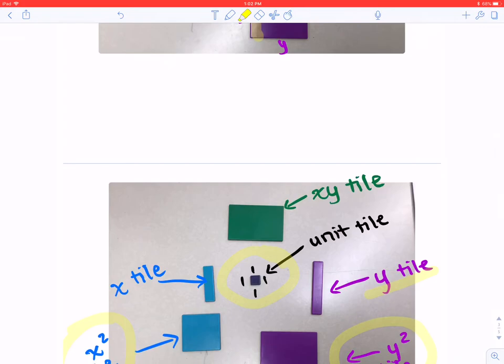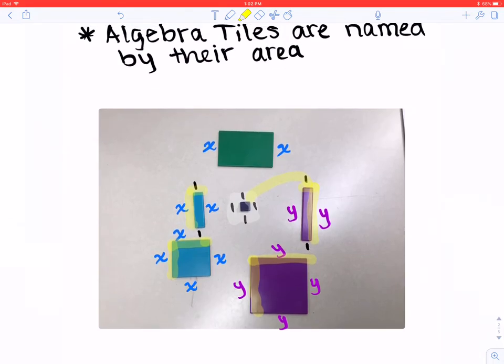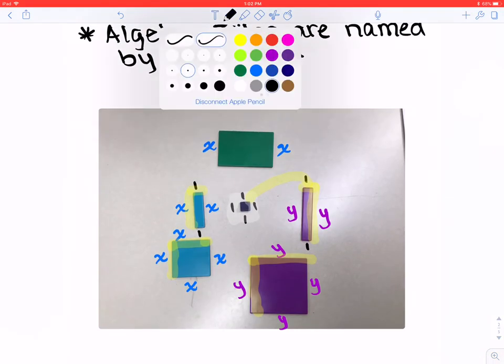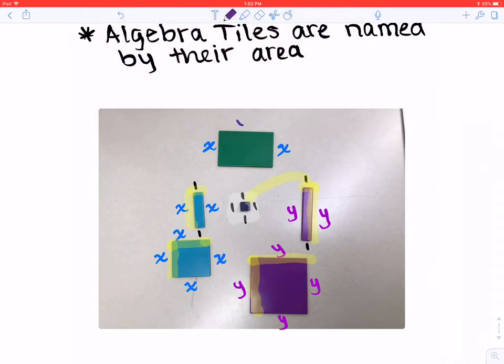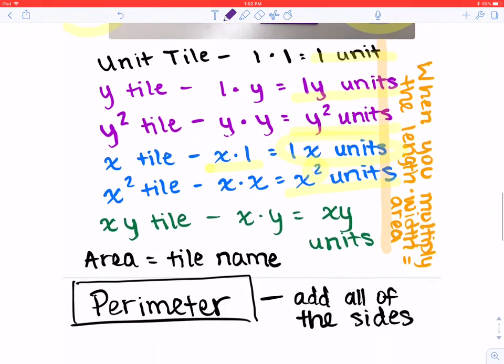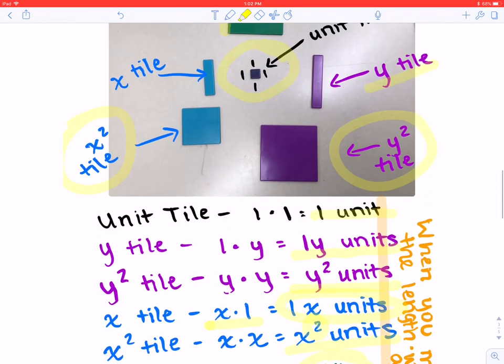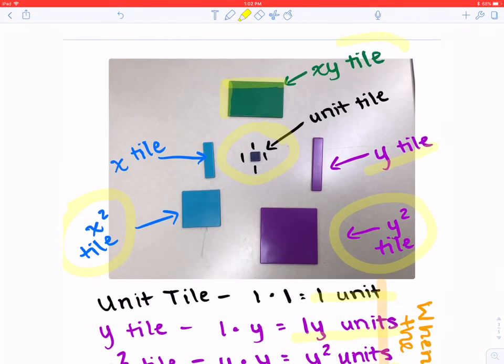You will play with the X tile and notice that it matches up and the Y tile matches up. So we call this the XY tile because it's X by Y. Let's add the Y there. X by Y. So its area is XY. So we call it the XY tile. It's XY units. Units is the measurement, tile is the name.